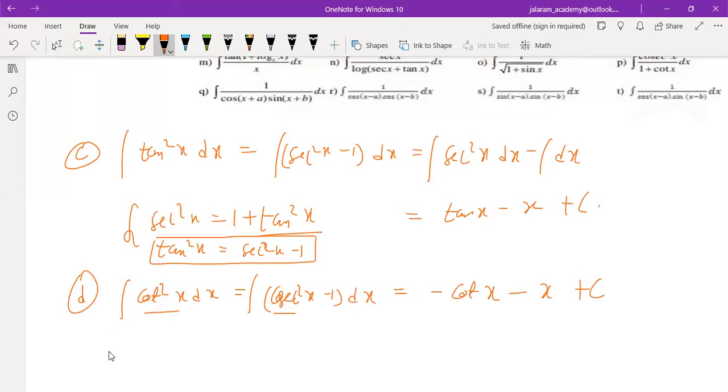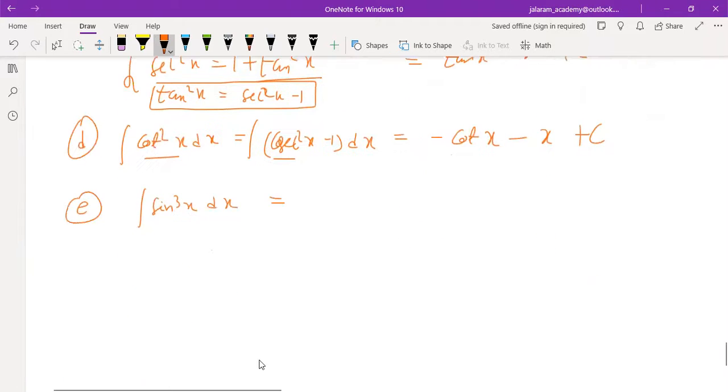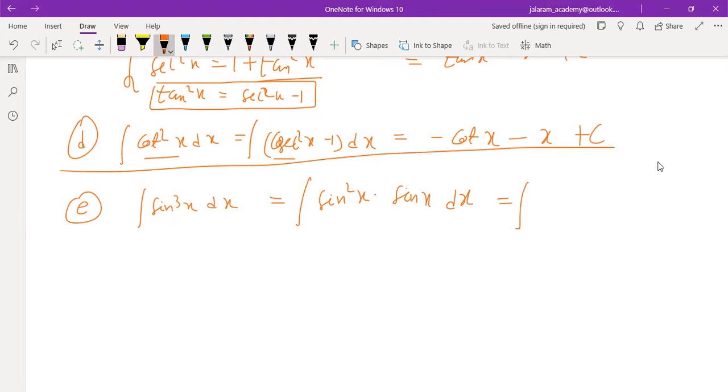Now again, if the power is increased by 1, that is if it is sine cube x, how do we integrate sine cube x? First we change it to an even power, sine square x, then sine x dx. Now change this sine square x to 1 minus cos square x, into sine x dx. Then what should we do?